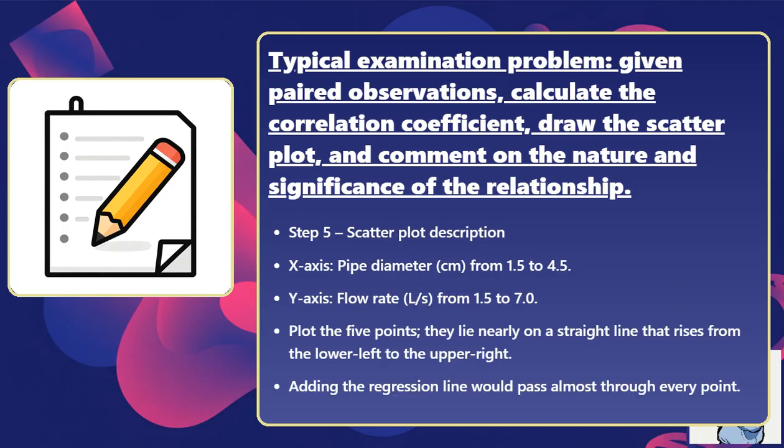Step 5, scatter plot description. The x-axis is pipe diameter in centimeters ranging from 1.5 to 4.5. The y-axis is flow rate in liters per second ranging from 1.5 to 7.0. The 5 points lie nearly on a straight line that rises from the lower left to the upper right. Adding the regression line would pass almost through every point.